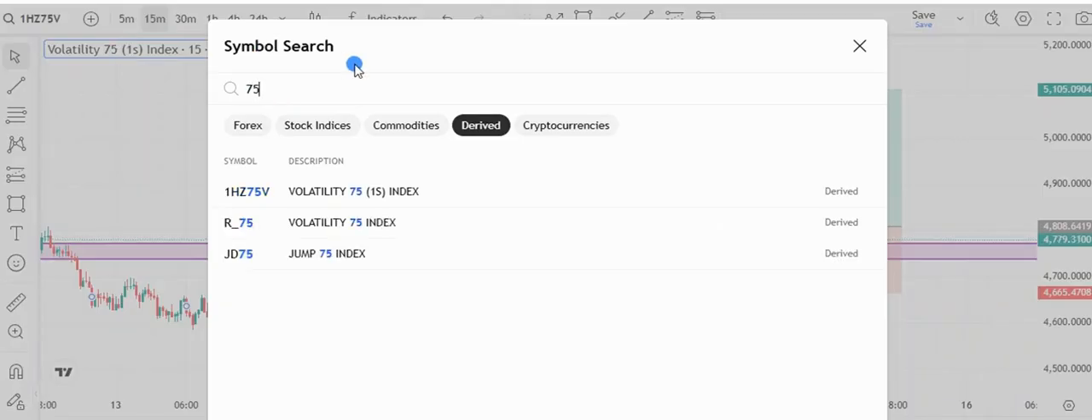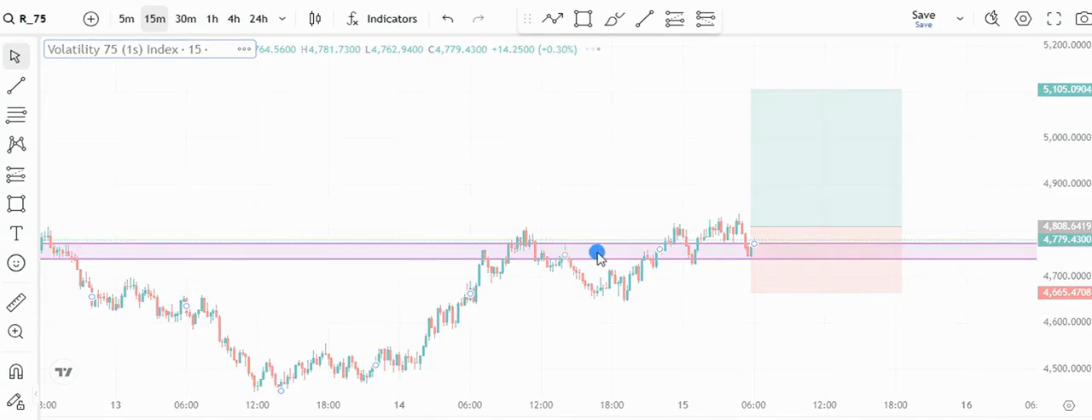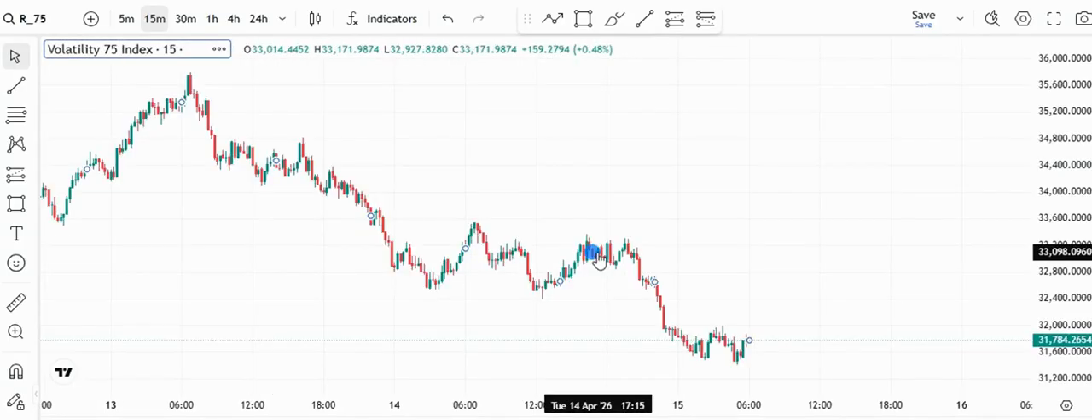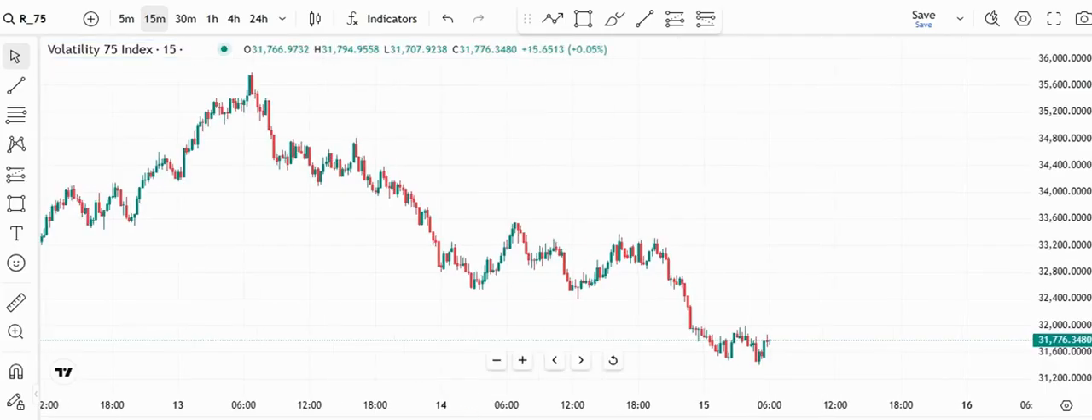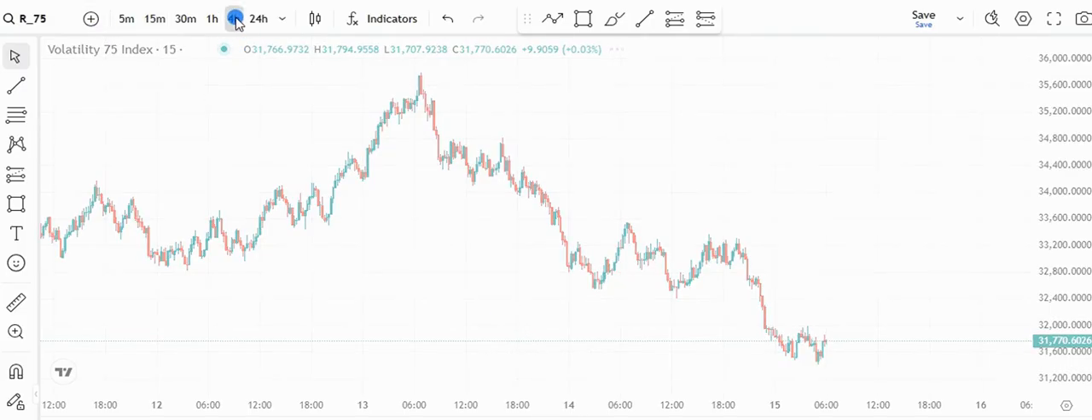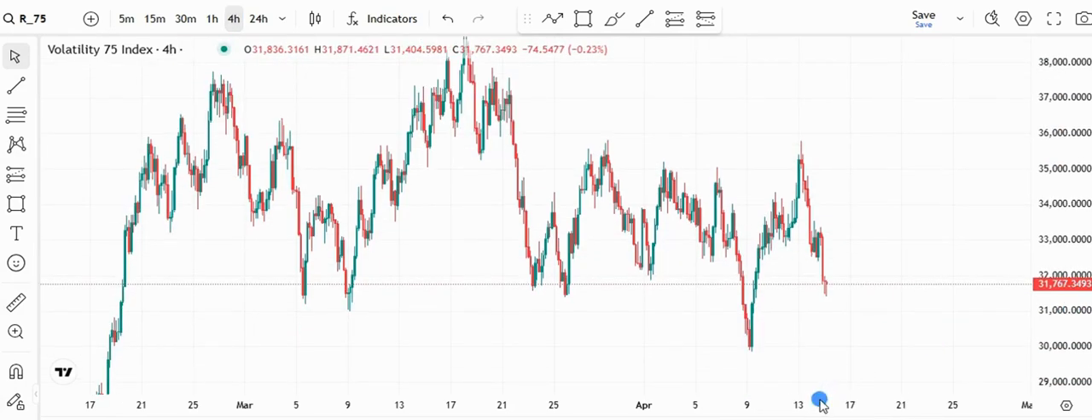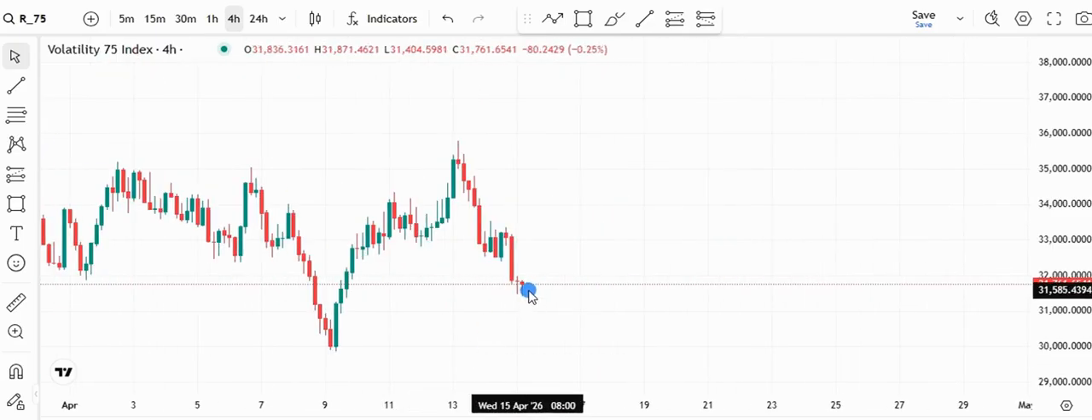which is Volatility 75. This is actually looking bearish on the 15-minute chart, but let's go to the 4-hour chart and see what is going on. Okay, it's actually still very bearish, though the candlestick formation here is giving us a hammer shape. But remember, sometimes you might see these and it still happens. So let's see what really happens. It can just be a pullback, maybe just one 4-hour candlestick having a pullback.